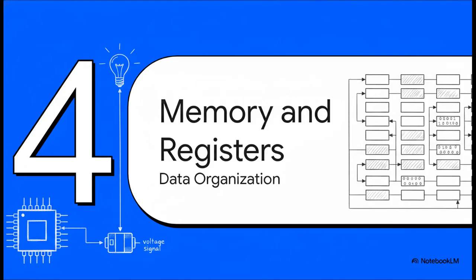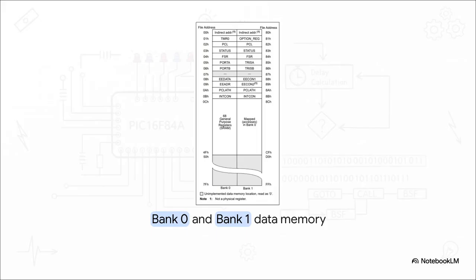Next up, Section 4, memory banks and registers. To physically manipulate the pins on the outside of the chip, say sending a voltage to turn on a motor or light up an LED, we really have to understand how it organizes data memory on the inside. The memory is partitioned into two distinct areas, Bank 0 and Bank 1. These hold our special function registers, which control the actual hardware peripherals.